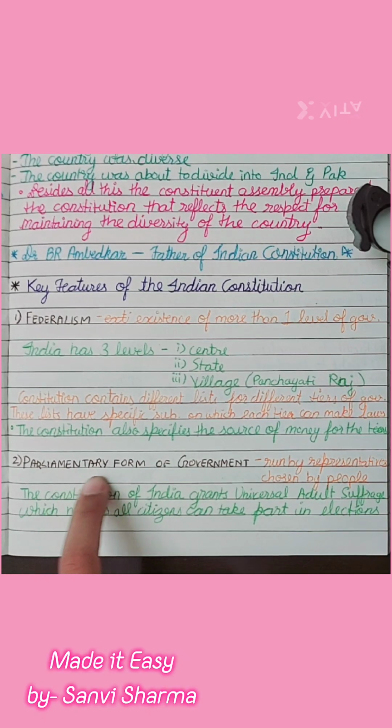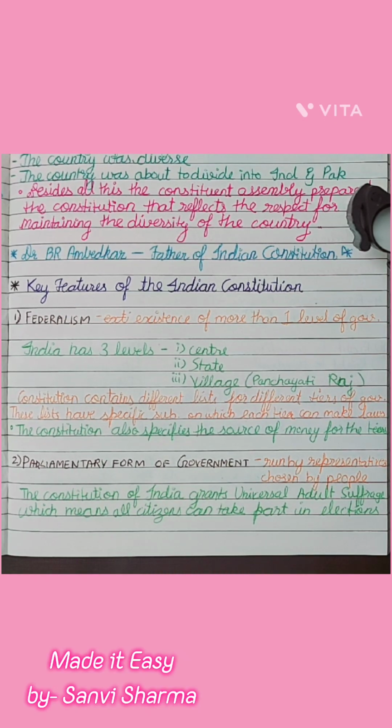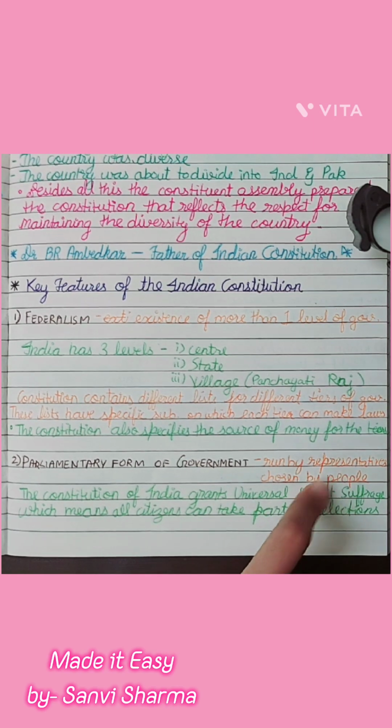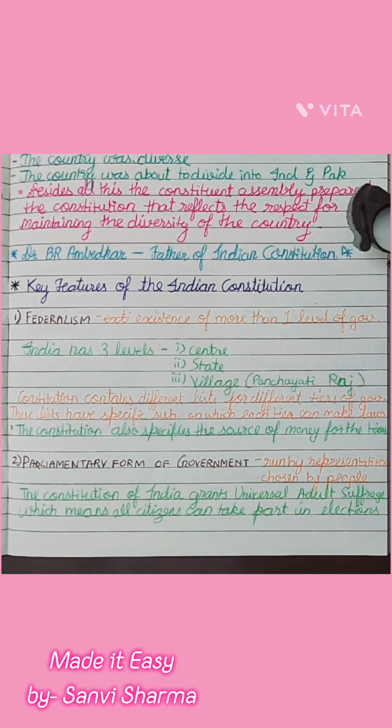Second, parliamentary form of government. This form is run by the representatives chosen by the people of the country. The Constitution of India grants universal adult suffrage, which means all citizens can take part in the elections, irrespective of their caste, gender, race, or social background.